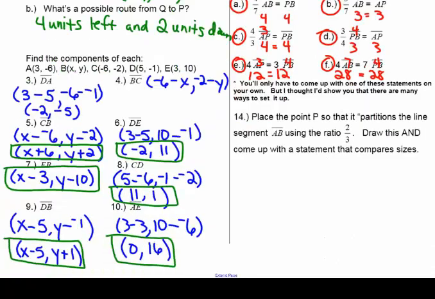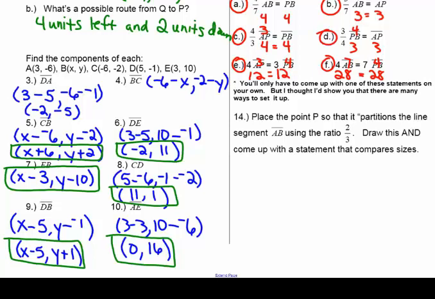All right, so you'll only have to come up with one of these statements on your own, but there are many ways to set it up. Okay, so all of those are appropriate equations that can be used when you're looking at directed line segments and partitioning them. All right, so number 14, we want to place the point P so that it partitions the line segment AB using the ratio 2 to 3, or 2/3. Draw this and come up with a statement that compares the sizes.